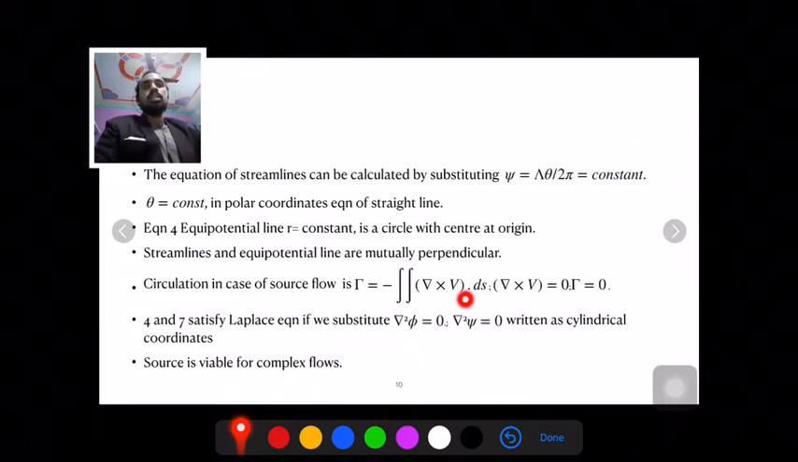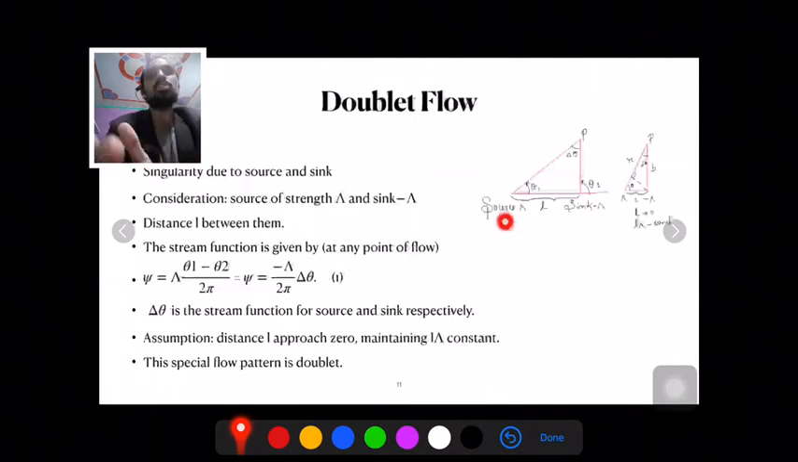Now we are going to talk about the next very interesting topic, that is a flow characteristic called doublet. We call it doublet flow. It is basically a combination of a source and a sink, which leads to a singularity, that is the doublet. In this case, you have to consider a source of strength lambda and a sink of strength minus lambda, separated by a distance L.